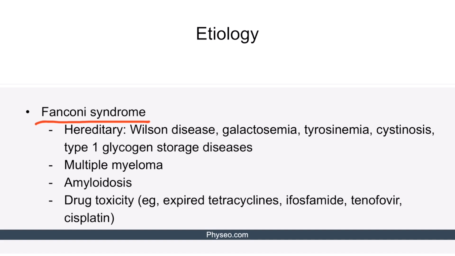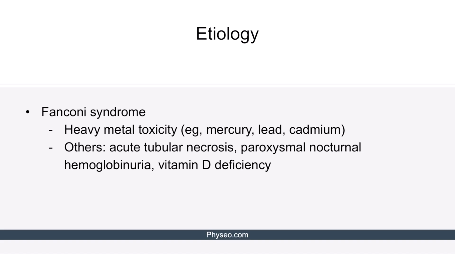Other nephrotoxic drugs associated with Fanconi syndrome are ifosfamide, tenofovir, and cisplatin. Exposure to heavy metals like mercury, lead, and cadmium can also cause Fanconi syndrome. Finally, other causes include acute tubular necrosis, proximal nocturnal hemoglobinuria, and vitamin D deficiency.